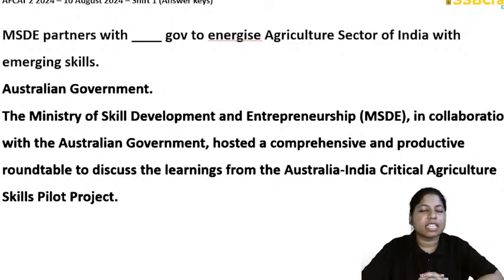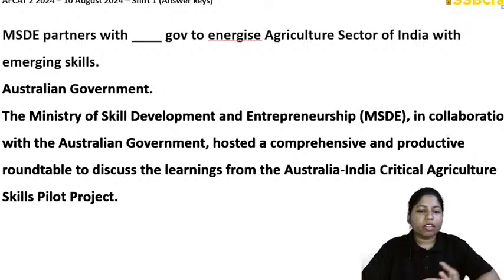MSDE ने किसके साथ पार्टनरशिप की है, किसके साथ पार्टनर हुआ है to energize the agriculture sector of India with emerging skill? Yes, so in order to uplift the agriculture sector, MSDE किसके साथ partnership किया है? So the correct answer here is Australian government. Okay, so MSDE का full form क्या होता है? Ministry of Skill Development and Entrepreneurship.